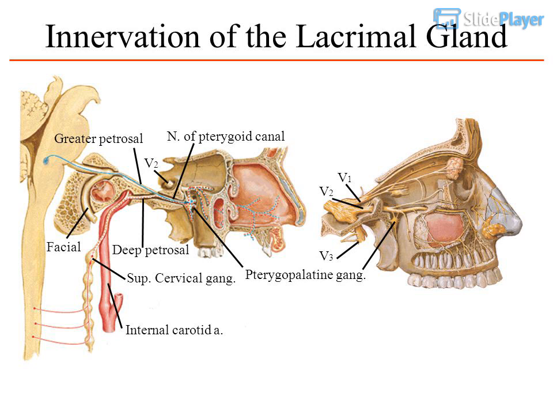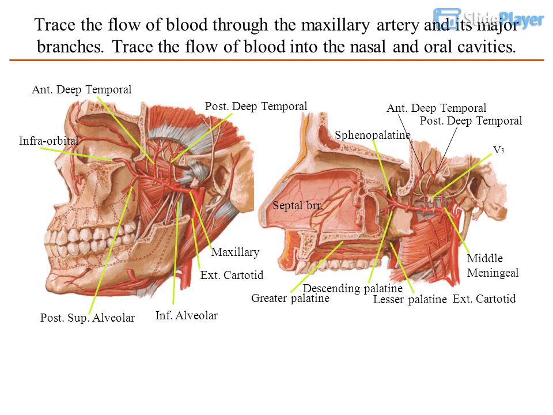Internal carotid. Trace the flow of blood through the maxillary artery and its major branches. Trace the flow of blood into the nasal and oral cavities. External carotid. Inferior alveolar. Posterior superior alveolar. Maxillary. Posterior deep temporal.